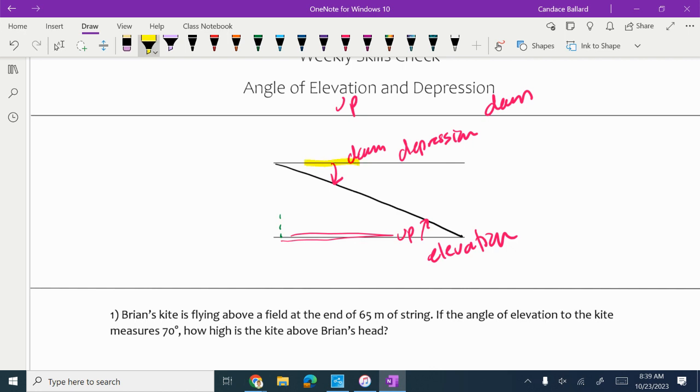The nice thing about this is if you have the angle of depression, you also have the angle of elevation, because if we have parallel lines, we learned that the alternate interior angles are congruent or equal. Okay, so we know that those two things are exactly the same.